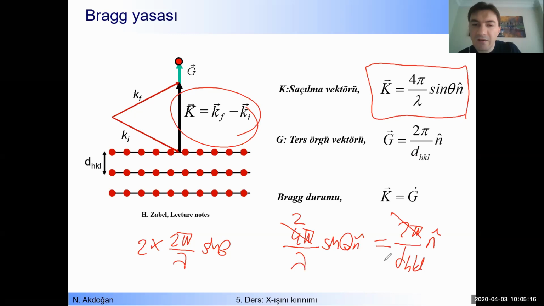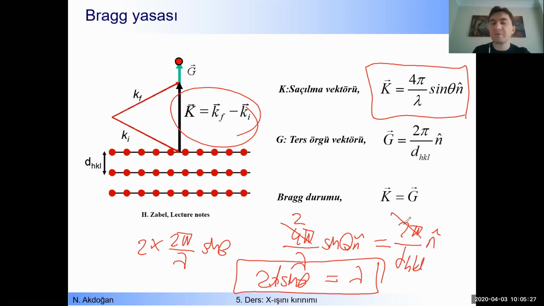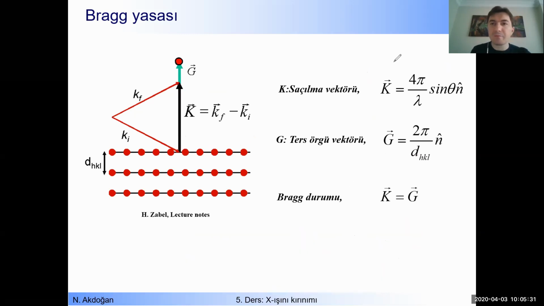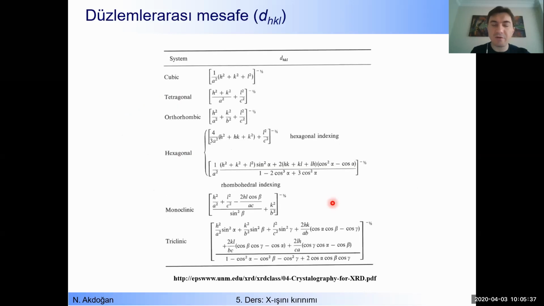So what we have is 2d sin theta is equal to lambda. Again, we have the Bragg condition. Okay, do we have any question here? If not, let me continue.